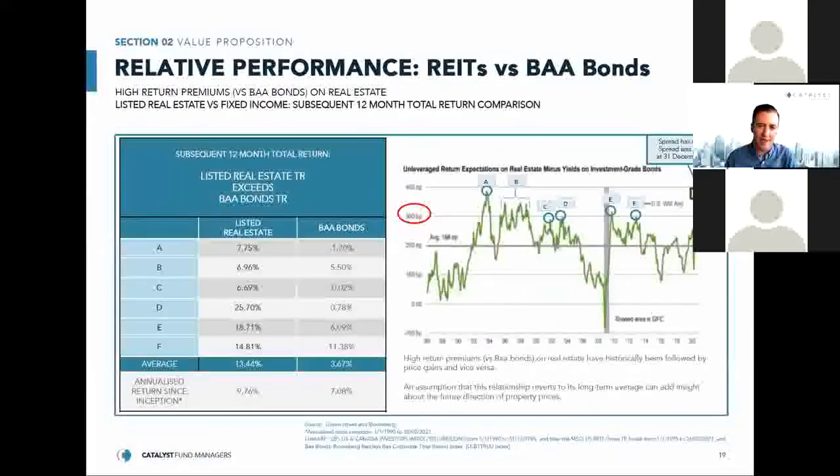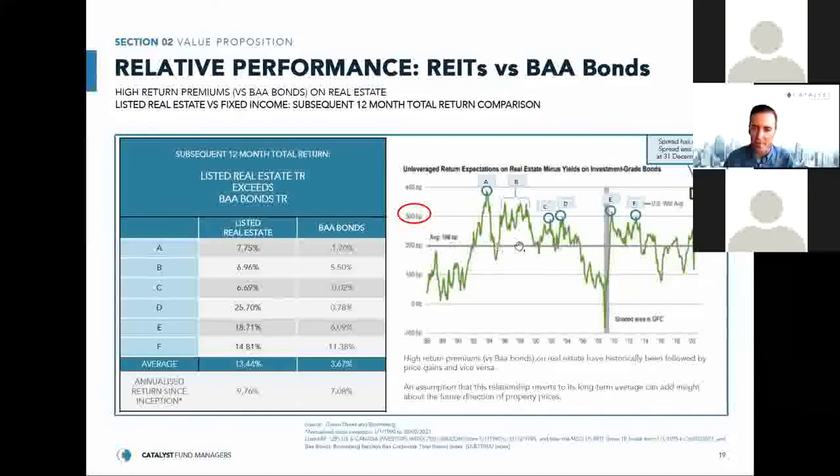Maybe just one other slide, which is interesting. If you take a step back and look at real estate versus other asset classes, you will probably have your own view on how real estate screens versus general equities. But we thought this slide was quite interesting. This shows REITs versus BAA bonds. The chart on the right-hand side shows our unlevered return expectations on listed real estate, minus the yields that you get on these investment-grade bonds, and that's the green line over there.